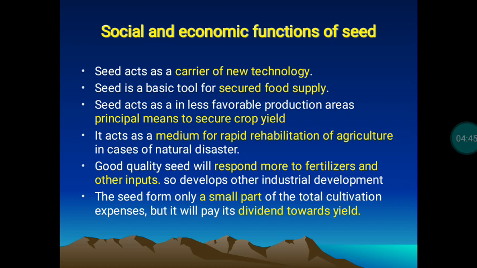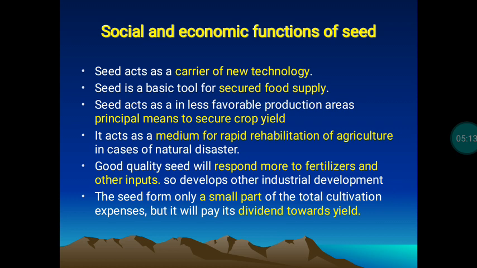And seed is the principal means to secure crop yield in less favorable production areas. If we sow seed under very poor soil, there is still some crop establishment, and from that crop we can harvest some material. But without sowing any seed, if you apply any fertilizer or insecticides and other inputs, we cannot have crops. So this is a principal means to secure crop yield.